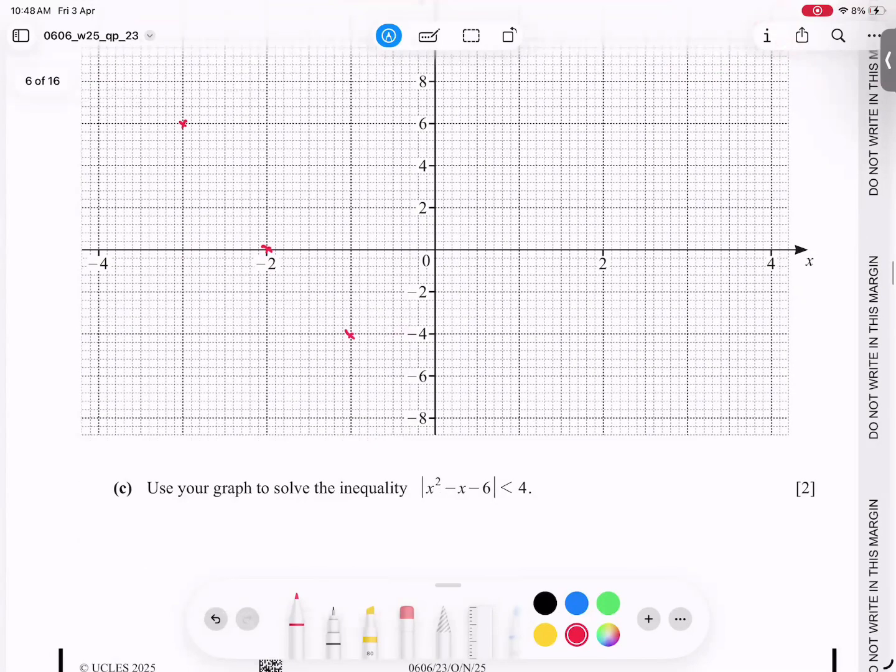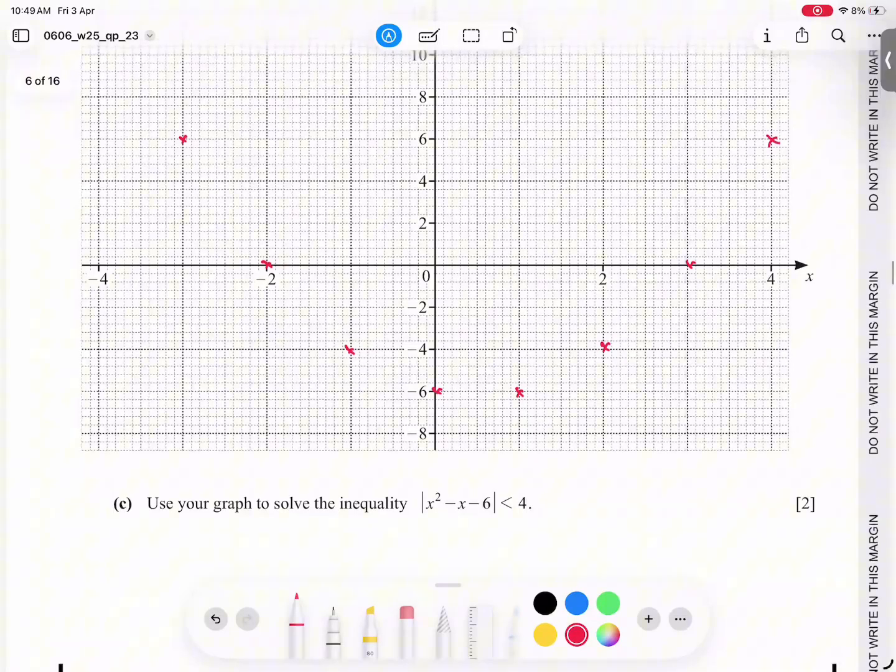Okay, next number is 0, minus 6. Next number is 1, this is 0. Against 1, I got again -6. Against 2, I got -4. Against 3, I got a 0. Against 4, I got a 6 once again. This graph, I got it.